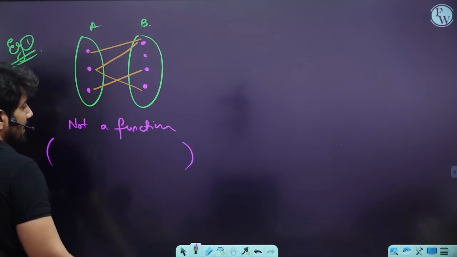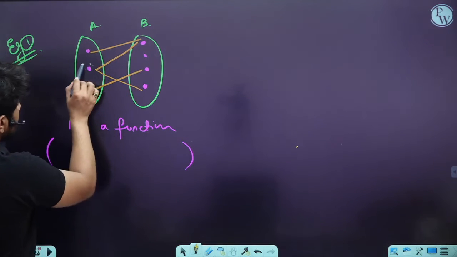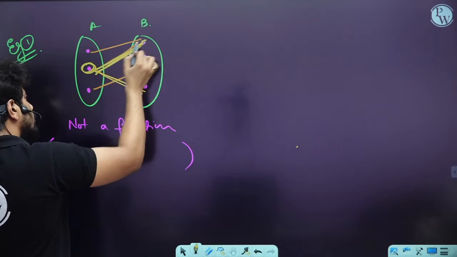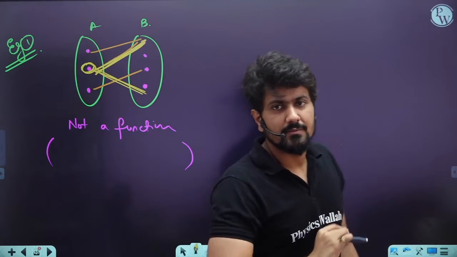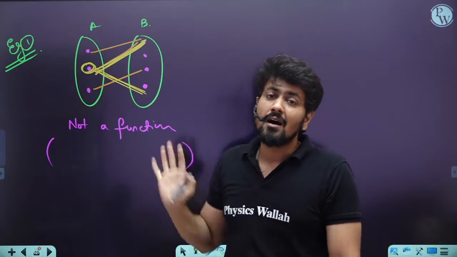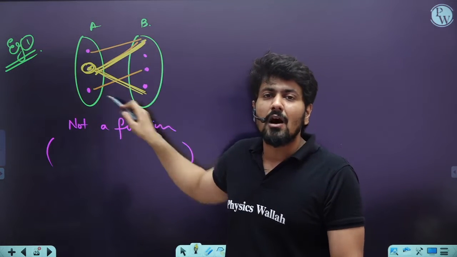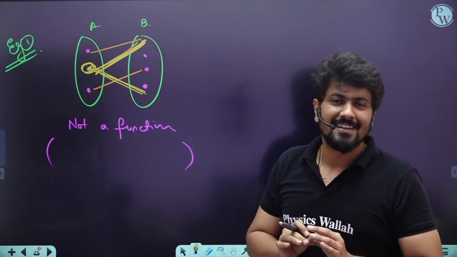Why is it not a function? Because at one input, we are getting multiple outputs, right? We are getting more than one output for one input. That will not be a function. The elements of set A are inputs, the elements of set B are outputs. At this one input, we are getting multiple outputs, so this will not be a function.